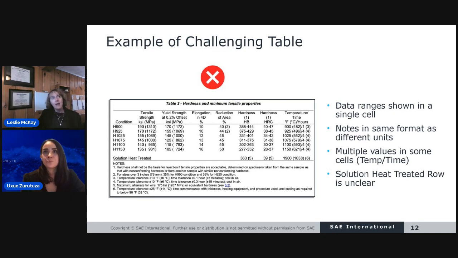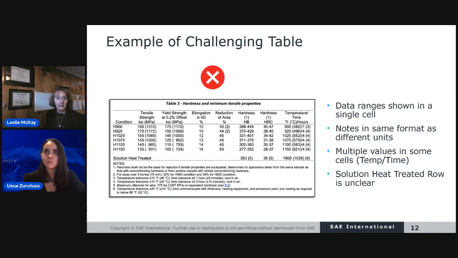You're using the same kind of grammatical and punctuation and style elements for two completely different purposes. And that can be just more difficult for a machine to interpret. Another challenge with this table is, again, we've got some data ranges within the columns. It would be best to split those out in the hardness column. So you have a min hardness HB and a max hardness HB, same with the HRC values.